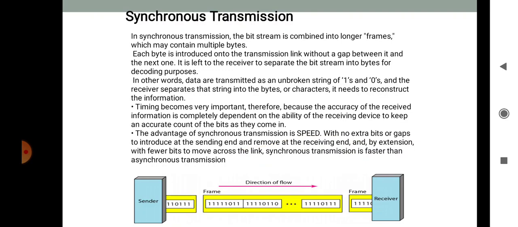Timing becomes very important here, because the accuracy of the received information is completely dependent on the ability of the receiving device to keep an accurate count of the bits as they come in. The advantage of synchronous transmission is speed, with no extra bits or gaps to introduce at the sending end and remove at the receiving end, and by extension with fewer bits to move across the link, synchronous transmission is faster than asynchronous transmission. Here the diagram shows synchronous transmission and this is the direction of flow.